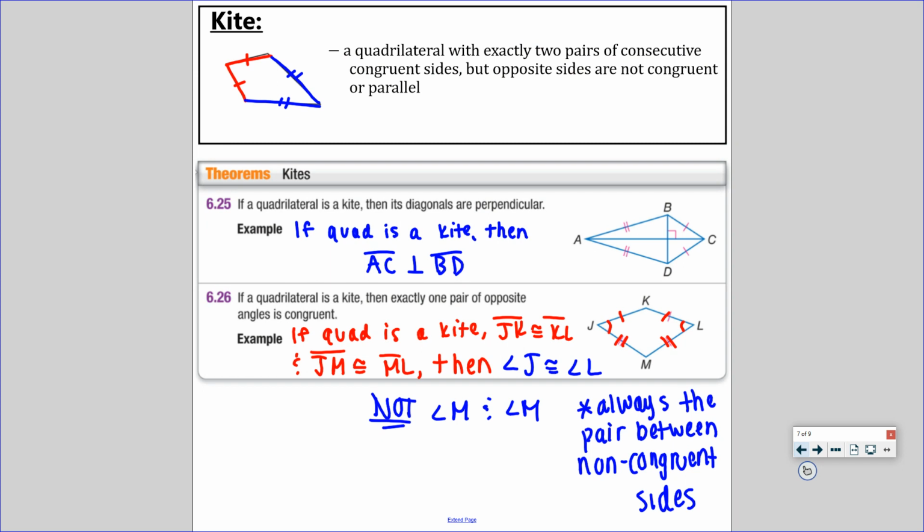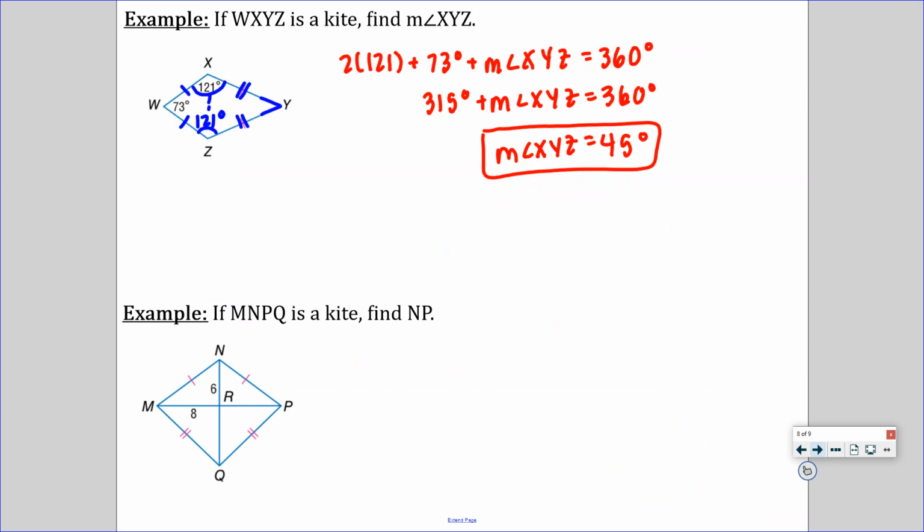So as I mentioned, the two properties: the diagonals are perpendicular, and the opposite pair of angles that are between the non-congruent sides are congruent. That was the example problem we did there. You can see 121 degrees. That angle was wedged between the two non-congruent sides, so its opposite angle Z would also be 121 degrees. And we figured all quadrilaterals have interior angles that add up to 360. So that's how we solved that one.